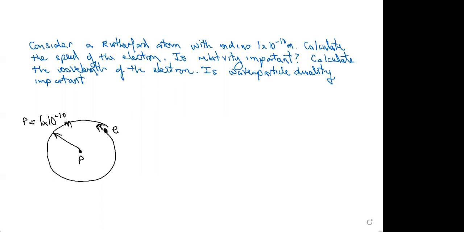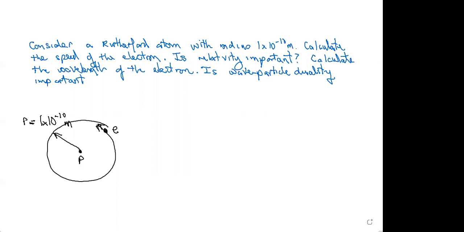And then secondly, we're going to calculate the wavelength of this electron, and we're going to answer the question of whether wave-particle duality is important. And so let's go ahead and do those two things. We'll first calculate the speed of the electron in this Rutherford atom. We'll then calculate the wavelength of the electron in this Rutherford atom.